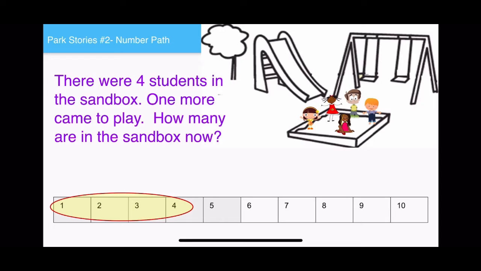Now, friends, let's look at my number path. Remember, I need to circle the next number after the number 4. I want you to turn and talk to someone you're with and tell them what number that is.